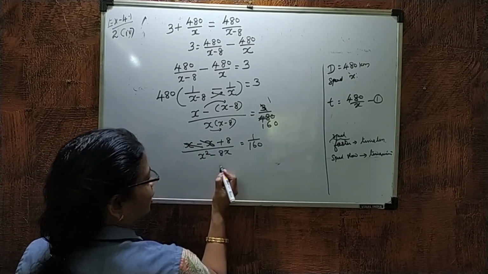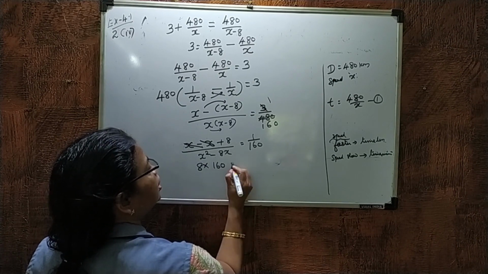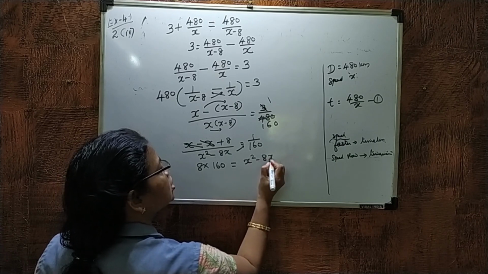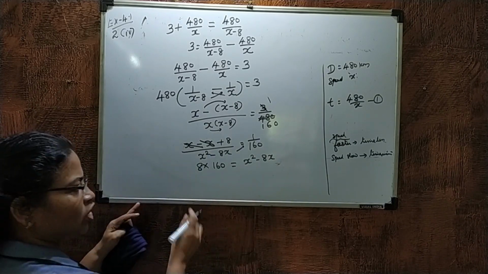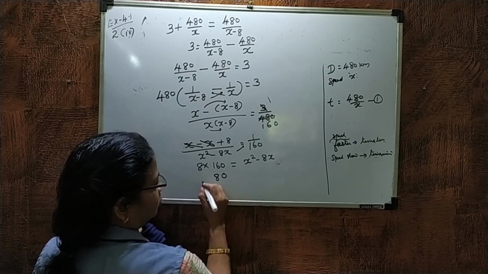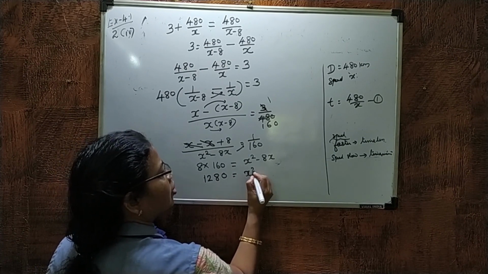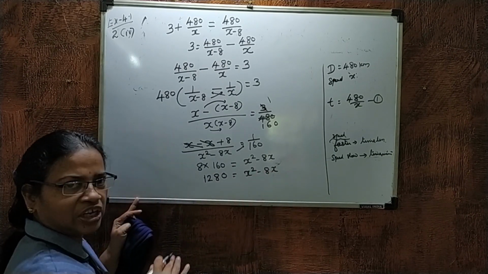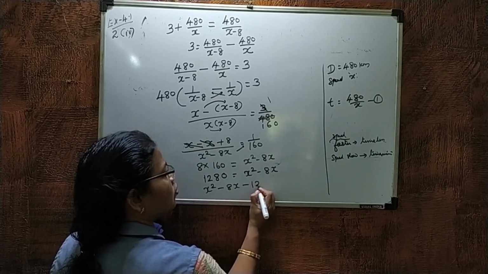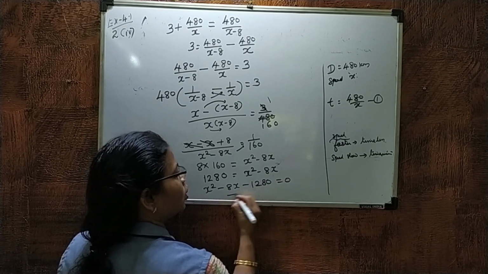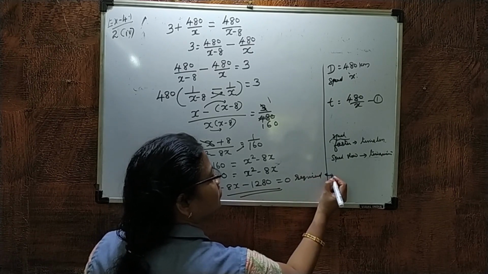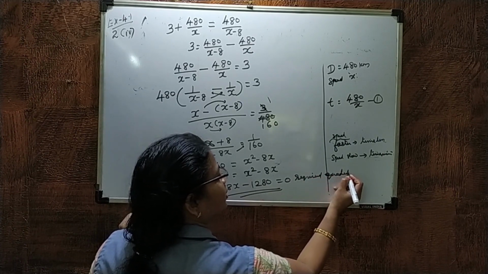Now just cross multiply. It will be 8 into 160 equals, we'll take to here, 1 into x square minus 8x. That means x square minus 8x. Now 8 into 160 is 1280 equals x square minus 8x. Can you make it in order? So it will be x square minus 8x minus 1280 equal to 0, and it is the required quadratic equation.